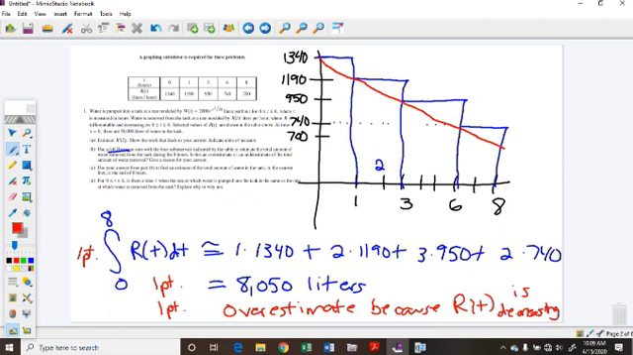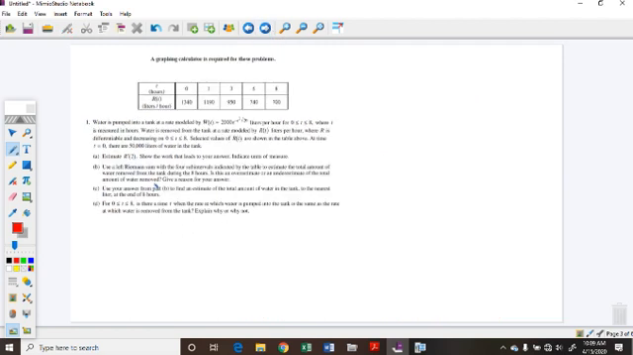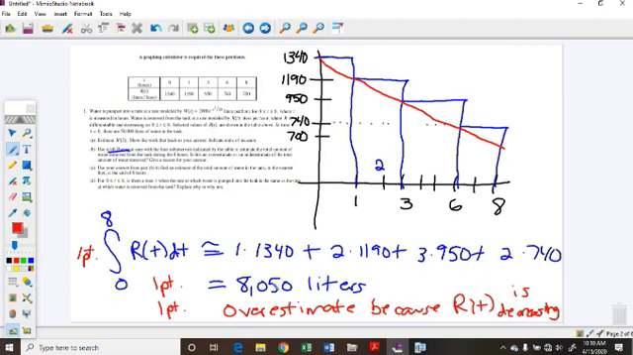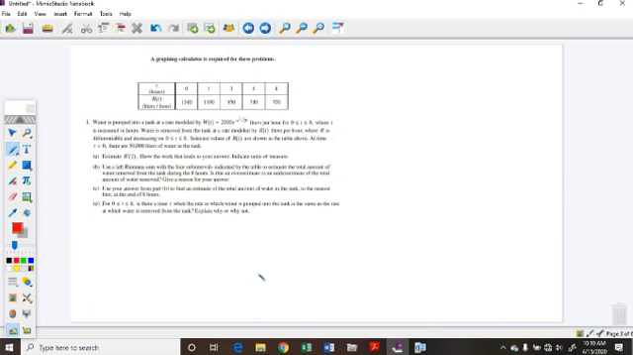Okay, let's go to part C. Part C, use your answer from part B. So we're going to use this 8,050 some way. Use your answer from part B to find an estimate of the total amount of water in the tank to the nearest liter at the end of 8 hours.